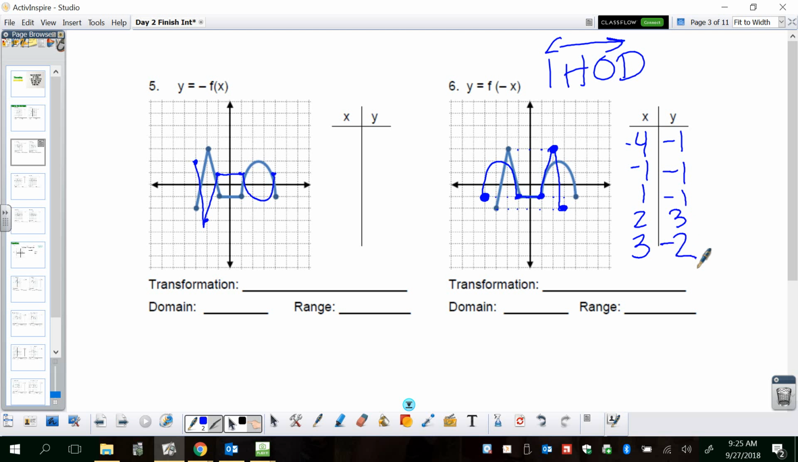Okay, from the original, how did that one change? The original had -3, -2, -1, 1, and 4 in our x. So didn't our x's become opposite? Our range is still the same, okay, but our x's are opposite. We made the x's opposite by putting that negative in there. So this flipped or reflected over the y-axis.